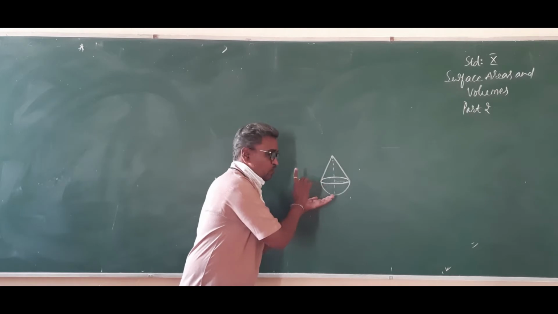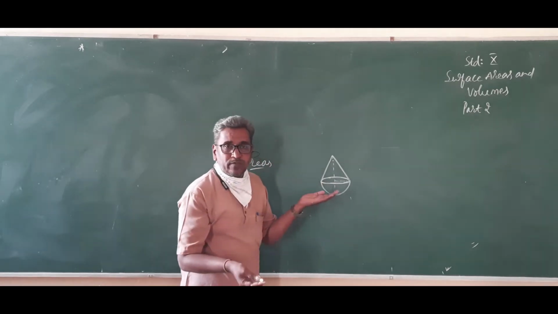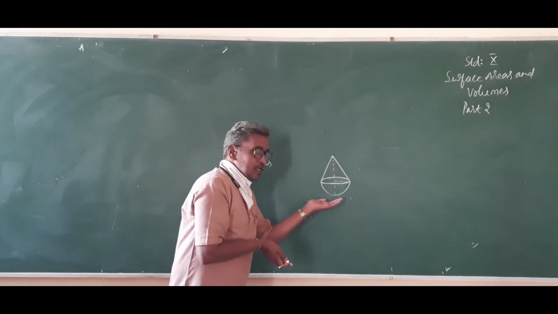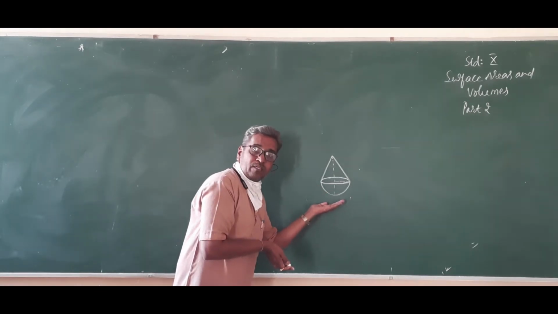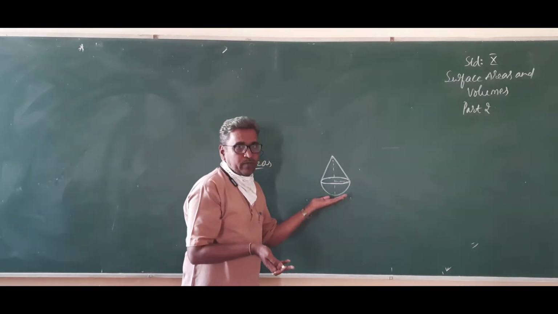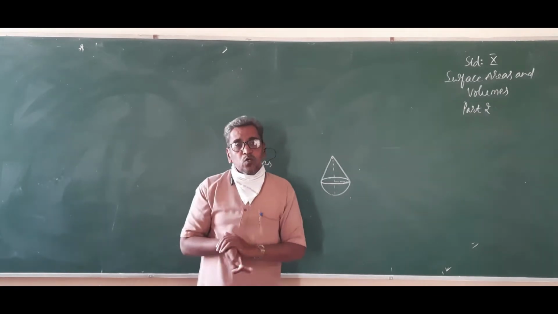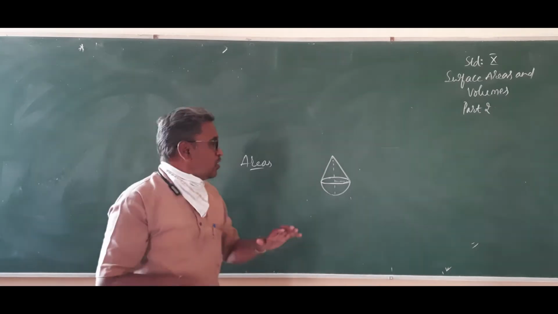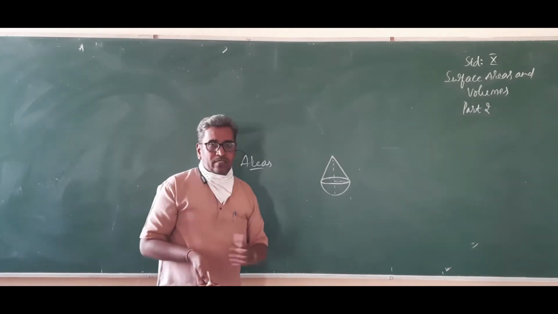Surface area means the curved surface area of the cone, not the total surface area, because some part is disappearing. And the curved surface area of the hemisphere, not the total surface area of the hemisphere. So some part of the two solids disappears when calculating the surface area.